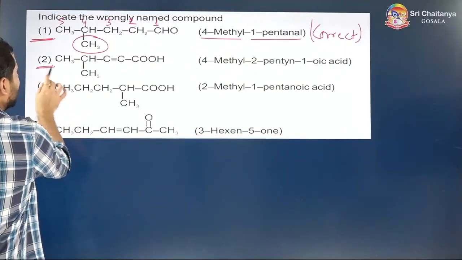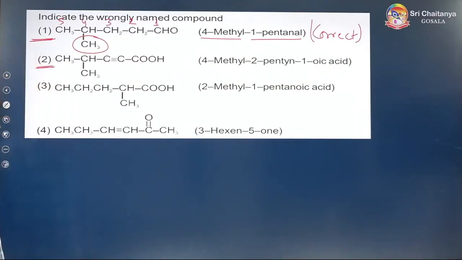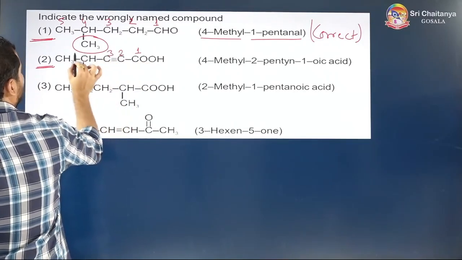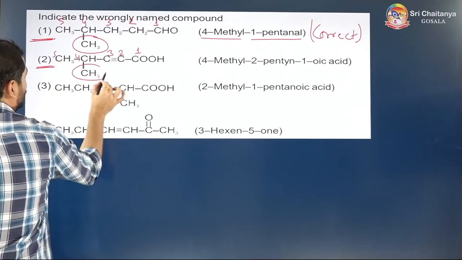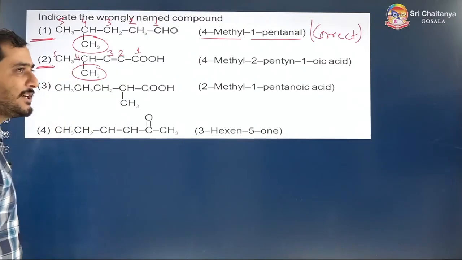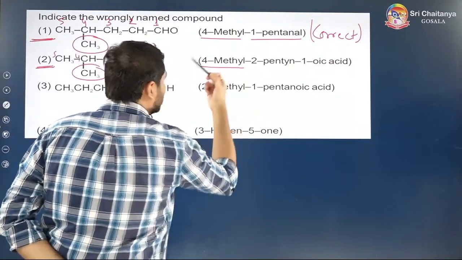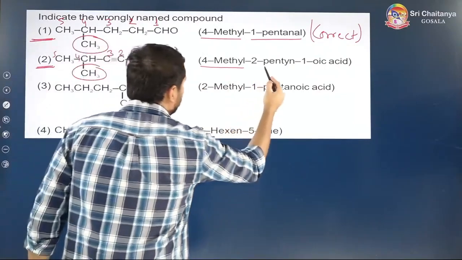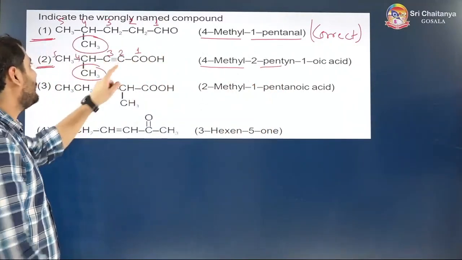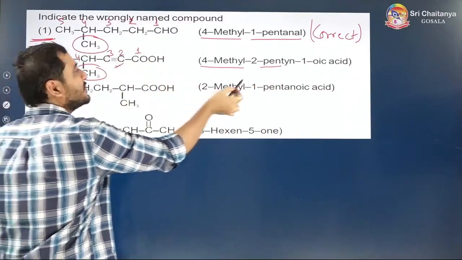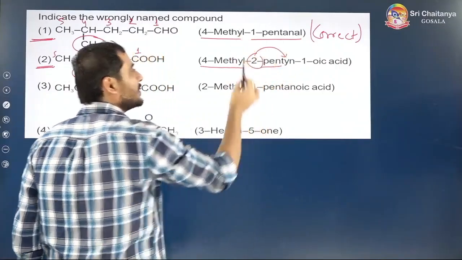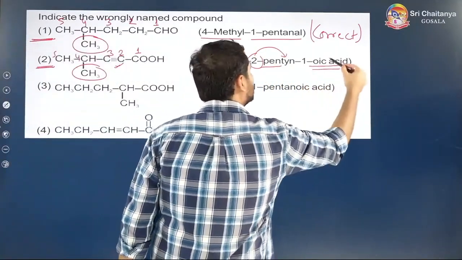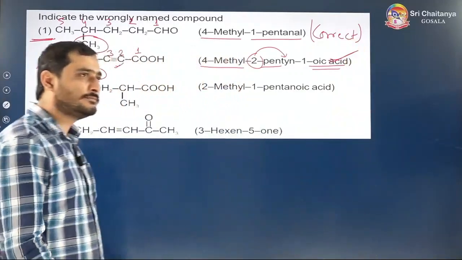Now we have to check the second option. COOH is the functional group. So 1, 2, 3, 4, 5. At the fourth position which substituent is present? Methyl. So 4 methyl is correct. After that, for 5 carbon atoms, pent is given. Very good. Next, the triple bond is present at which position? Second position. It is given 2 pentyne. This is also correct. And the functional group is oic acid, carboxylic acid. So this option is also a correct name.